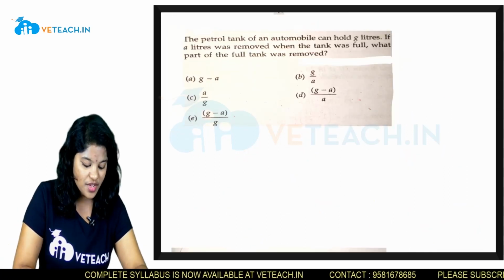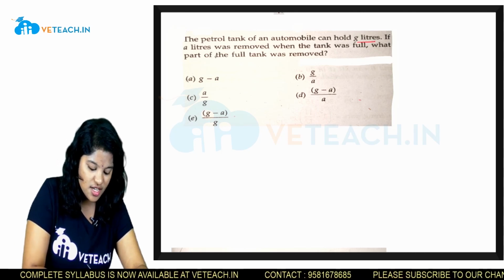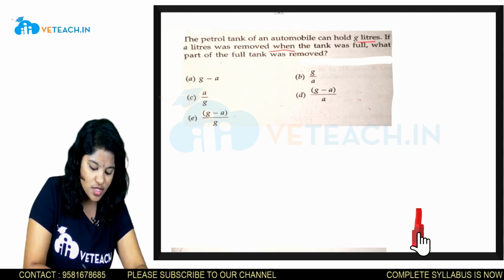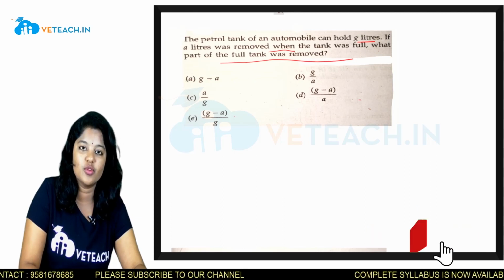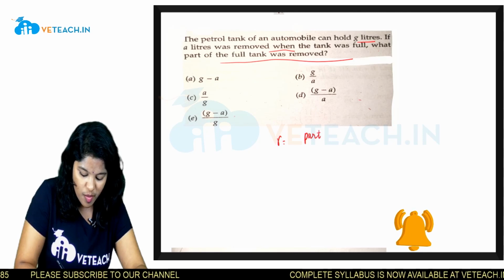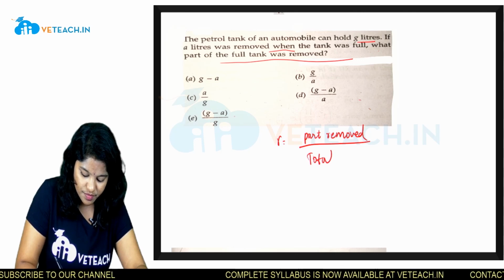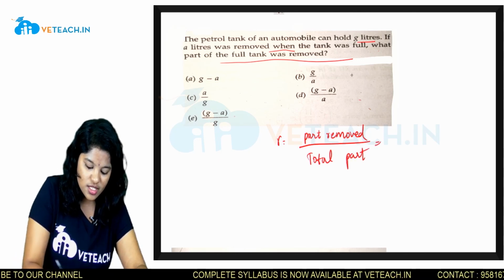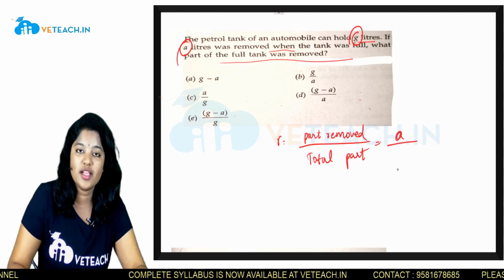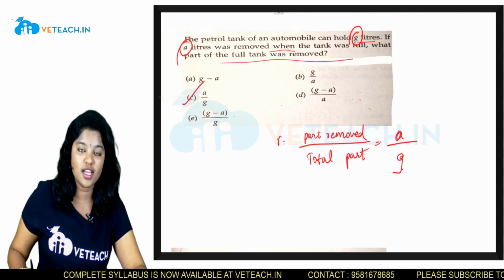See the next question. The petrol tank of an automobile can hold G liters. If A liters was removed when the tank was full, what part of the full tank was removed? Simply, the part removed divided by the total part. A liters of the part is removed. What is the total capacity of the tank? That is G. So A by G is our answer. Option C is our correct answer.